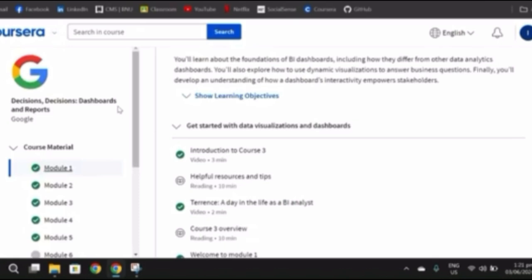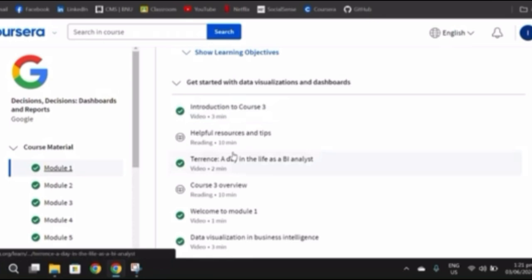Now moving towards the third course, which is the last course of the certification, that is Decisions, Dashboards, and Reports. So this course had a total of 6 modules, and we'll start with the first module. In module 1, we learned how to transform raw data into visualizations and insights, enabling informed business decisions.